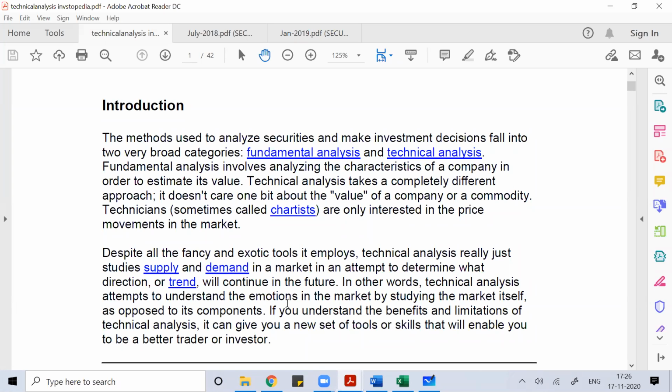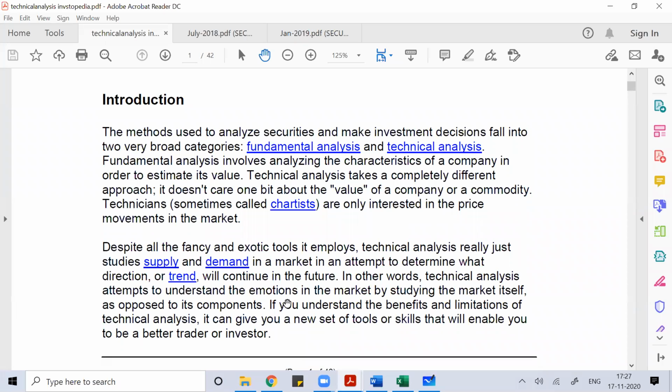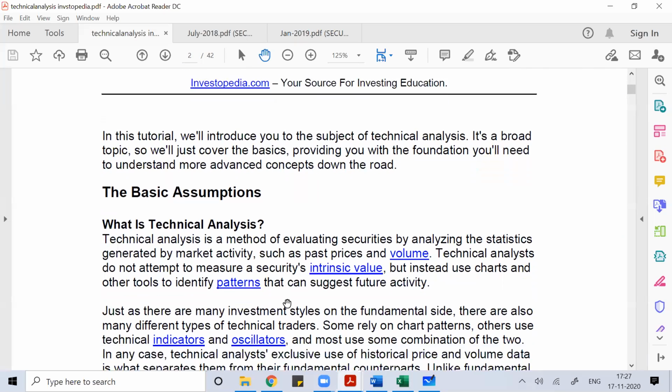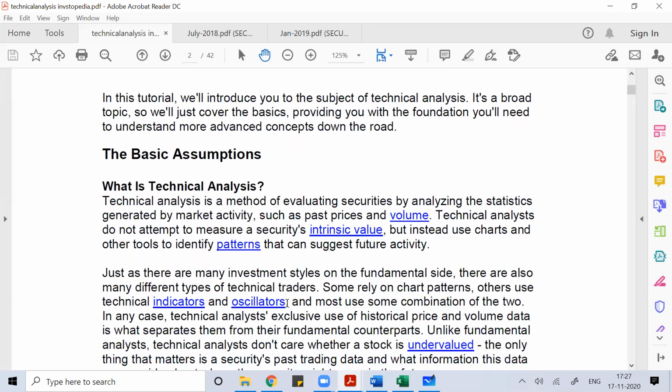So I believe you have done some reading about technical analysis. Whenever we talk about technical analysis, we just see the historical data, and by looking at the historical data, we try to predict the trend. In technical analysis, the purpose is to identify the trend. Here we are not interested in determining the intrinsic value of the stock, which is what we do in fundamental analysis. Instead, we use charts and other tools to identify the patterns which can help us identify future activity.